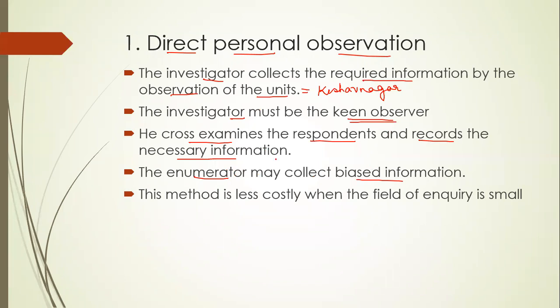Similarly, in statistics, when it comes to direct personal observation, if the investigator appoints an enumerator, the enumerator may give wrong information or collect wrong, biased information. That is also there in direct personal observation. And this method is less costly. Why? Because you personally are going, and when it comes to a small area, it is less costly.